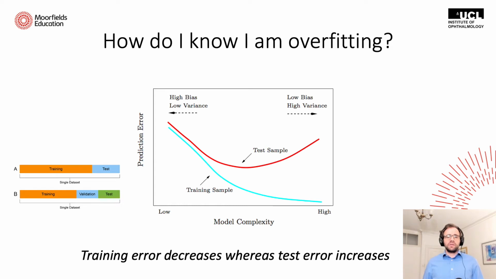As soon as you start seeing a divergence between the training error and the test error, as you can see in this picture here, then you know that you're starting to overfit. Training error will always go down as your model gets more complicated, because you'll be fitting the data better and better. But then you'll start seeing the test error creeping up, and that's a sign that your model does not generalize to new data.